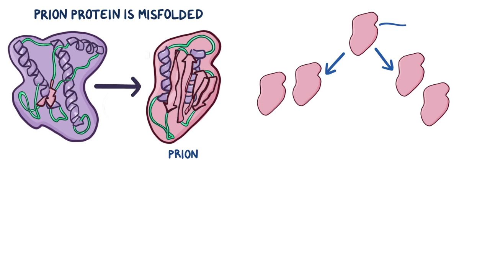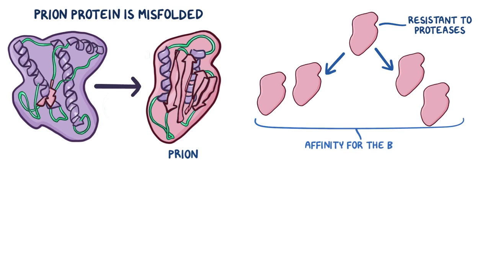These prions are also highly resistant to being broken down by proteases, which are the enzymes that break down abnormal proteins. As a result, these misfolded prion proteins cannot be easily broken down. They also cause normally folded proteins to misfold and become just like them. And they have an affinity for the brain. They're basically like little beta sheet-filled zombies.